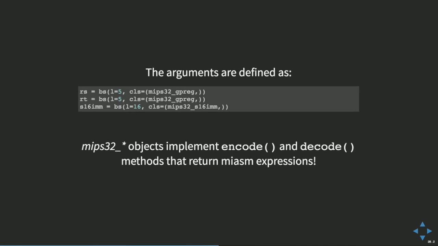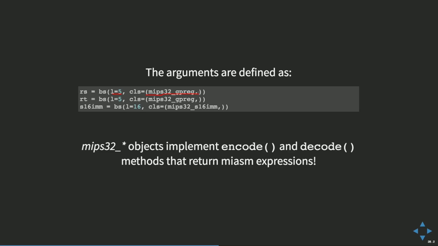You need to define the arguments of this instruction. Again, there will be bit strings, so RS, the source register, will be a bit string of length 5. And here we are telling MySM that it must be decoded with the MIPS32 GPREG object. We do the same for the target register and the same for the immediate.